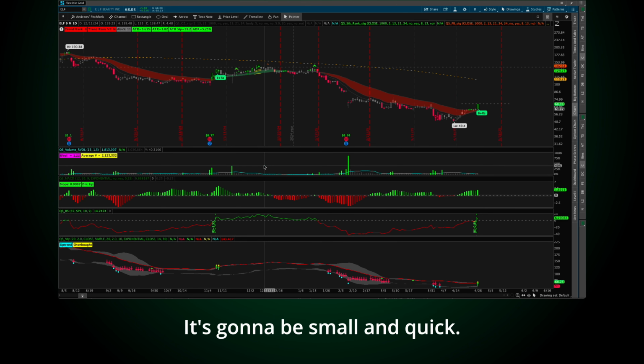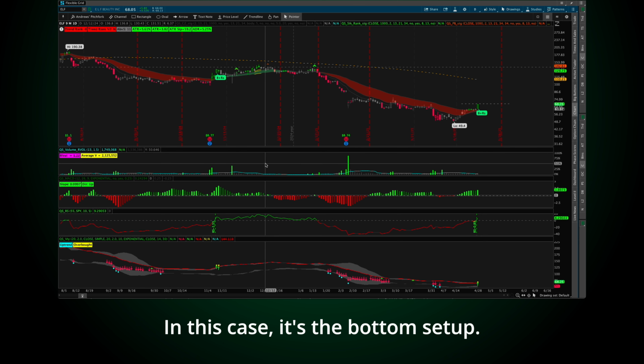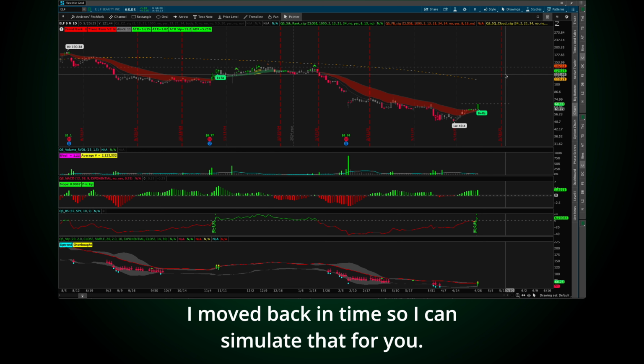It's gonna be small and quick. It's just about one trade for one setup that I like. In this case, it's the bottom setup. I move back in time so I can simulate that for you.